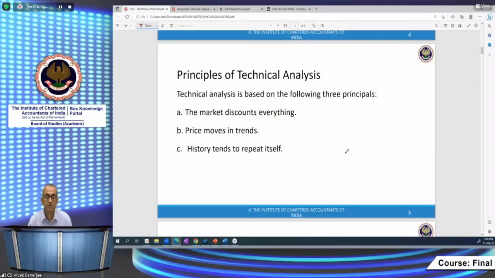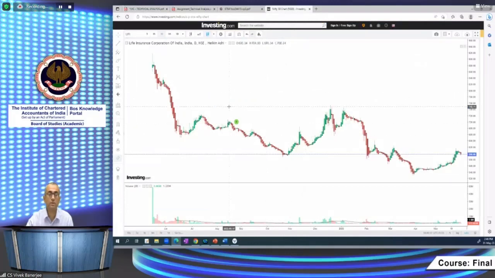Now, the second point is that the prices move in trends. It happens in technical analysis, and it is a very important principle of technical analysis. Let us take a practical example. See, when it is showing an uptrend, it continues for some time. Here you can see at the bottom, 28/10/2022, and it has been increasing. Okay, it is showing an upward trend.